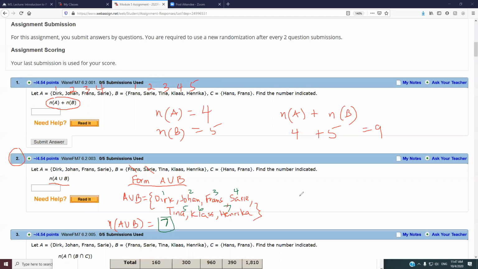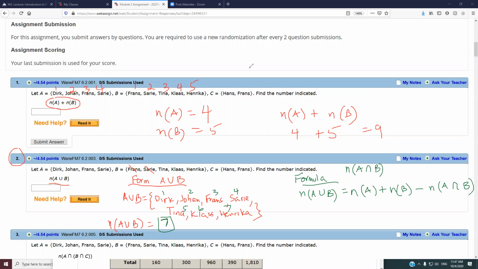All right, well, how about if I wanted to do this using a formula? Well, the formula says if you want to know the number of elements in a union, take the number of elements in A plus the number of elements in B, but you can't forget that you got to subtract out the number of elements in the intersection. So let's find that. What is the number of elements in the intersection?